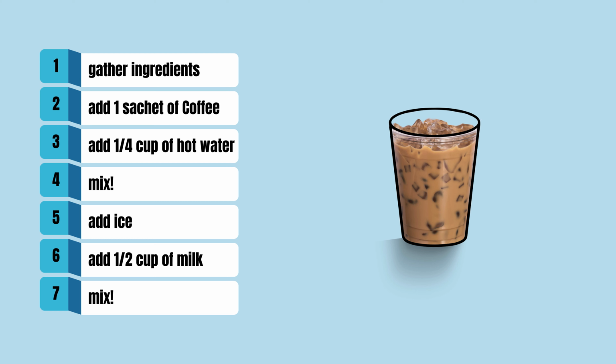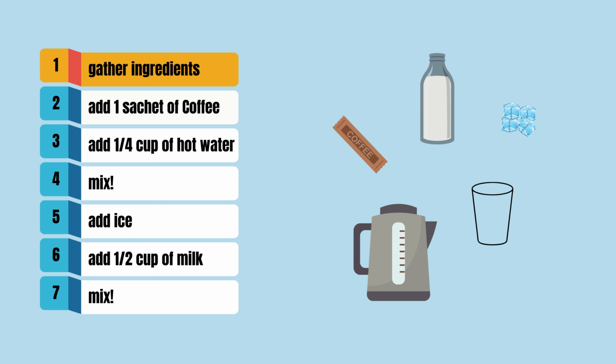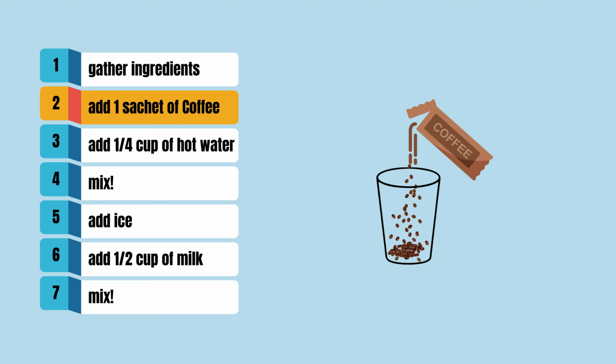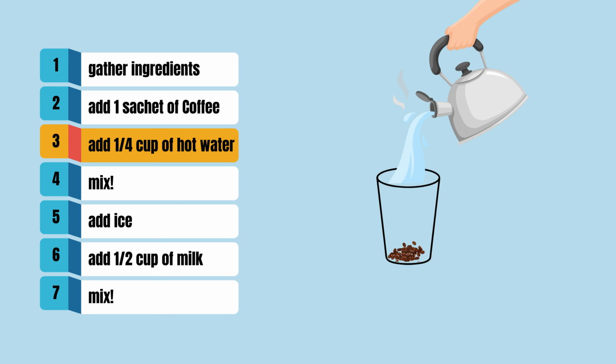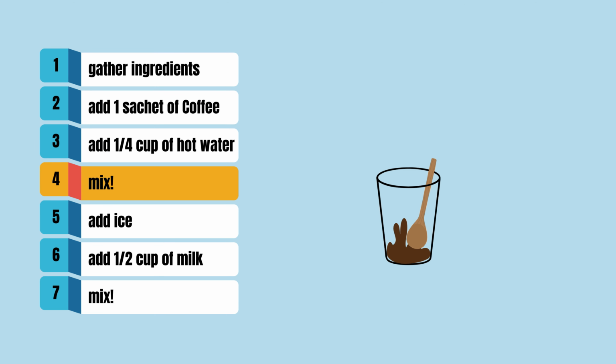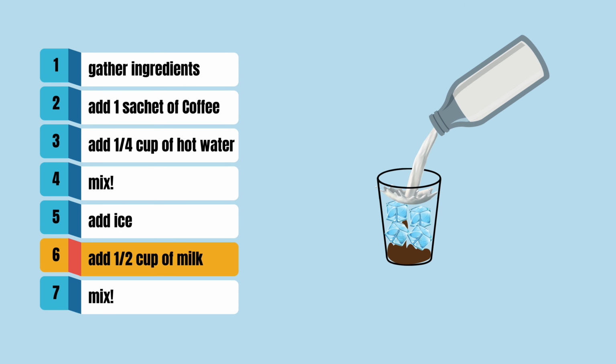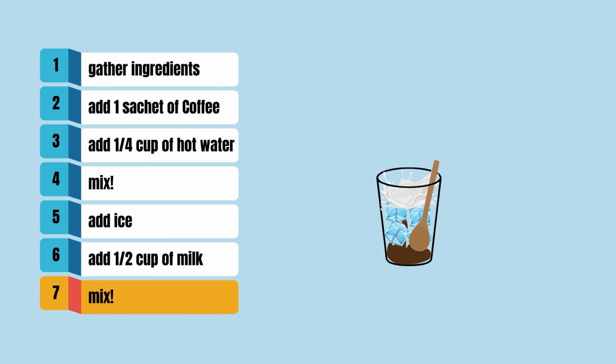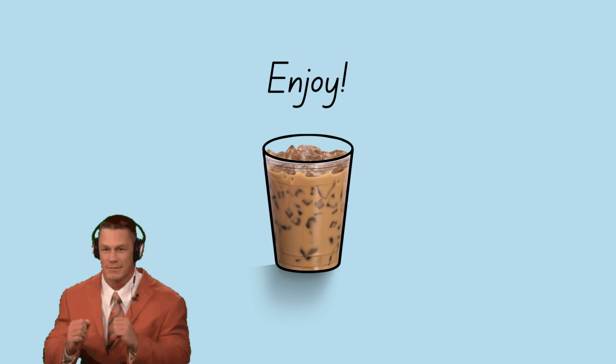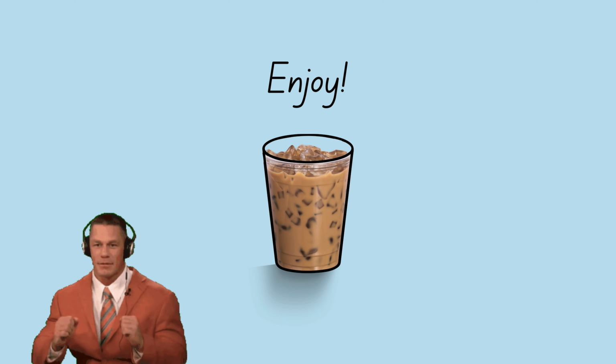Consider the instructions needed to make a cup of delicious iced coffee. Starting with the first step of the algorithm, you will have to gather all necessary ingredients, including a cup, a sachet of instant coffee, milk, hot water, and some ice cubes. Moving on to the second step, you'll have to add the sachet of coffee to the cup. Then add a quarter cup of hot water to the cup, mix the ingredients, add ice, add half a cup of milk, and in the last step, you should mix all the ingredients once more. Here you are with a delicious cup of iced coffee by following only 7 steps of an algorithm.